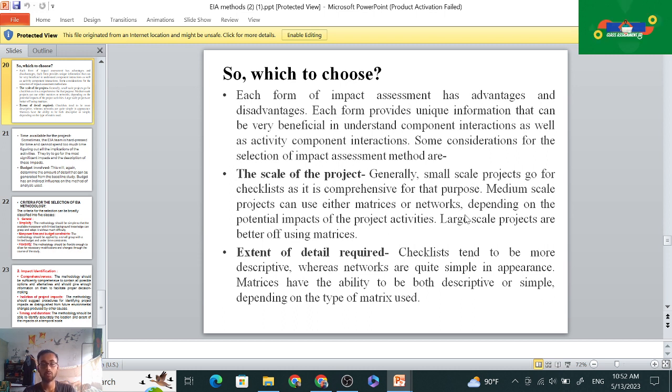Generally, small scale projects go for checklist as it is comprehensive for that purpose, and medium scale projects can use either matrix or network, depending on the potential impacts of the project activities. Large scale projects are better off using matrix. Then the extent of detail required: checklists tend to be more descriptive, whereas networks are quite simple in appearance, and matrix has the ability to be both descriptive or simple, depending on the type of matrix used.